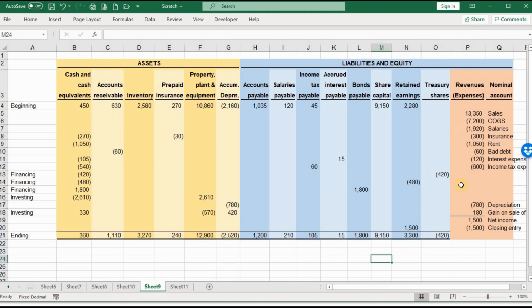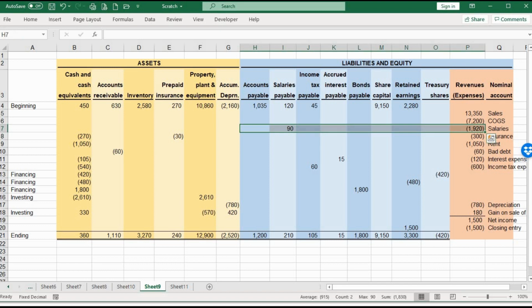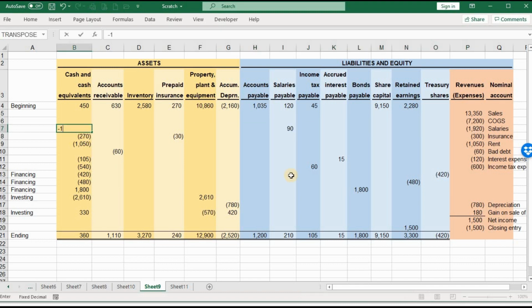Now let's proceed to salaries expense. The related account is the salaries payable, and salaries payable has an increase of 90 pesos. So to maintain the equality of the equation, the right side has a total of negative 1,830. So the left side should also have a negative 1,830 amount, and that will be under the cash and cash equivalent column, which pertains to payment of salaries.